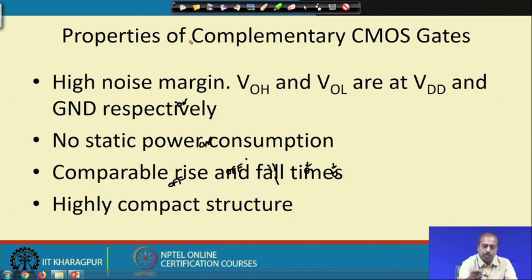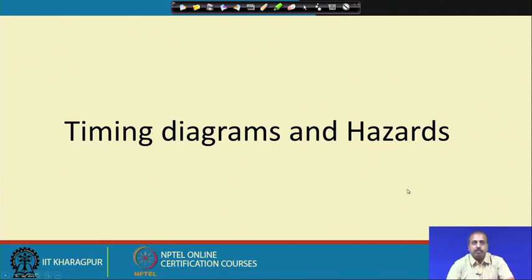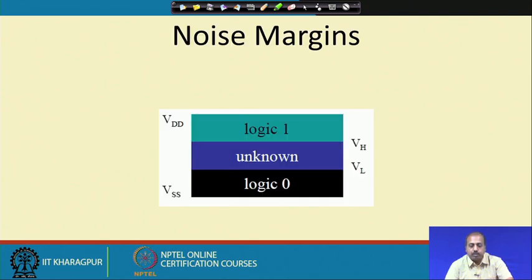Next we will be looking into some timing diagrams and hazards. These are two important concepts that will be required for understanding the operation of these combinational circuits.